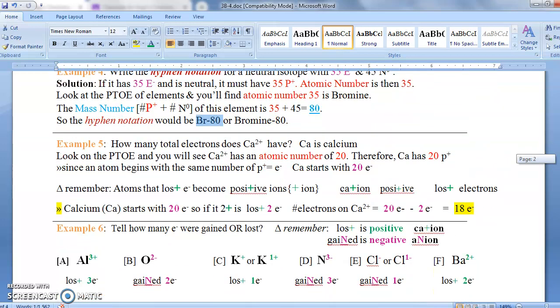Example 5. How many total electrons does calcium 2 plus have?